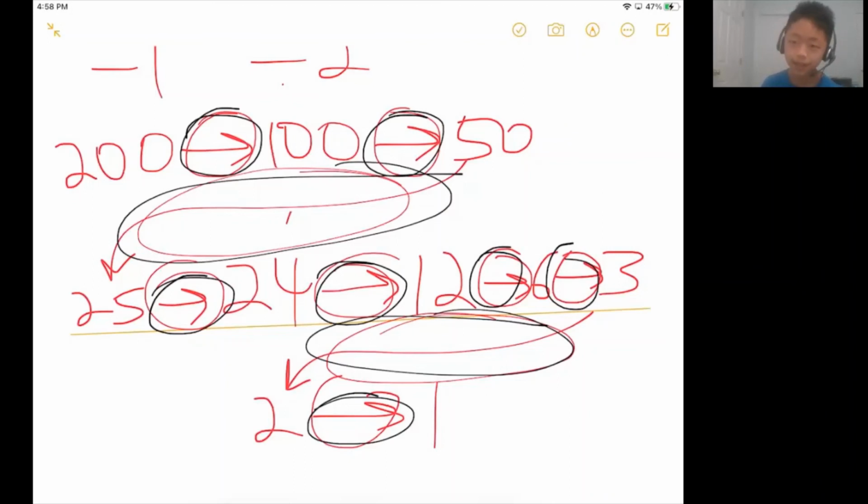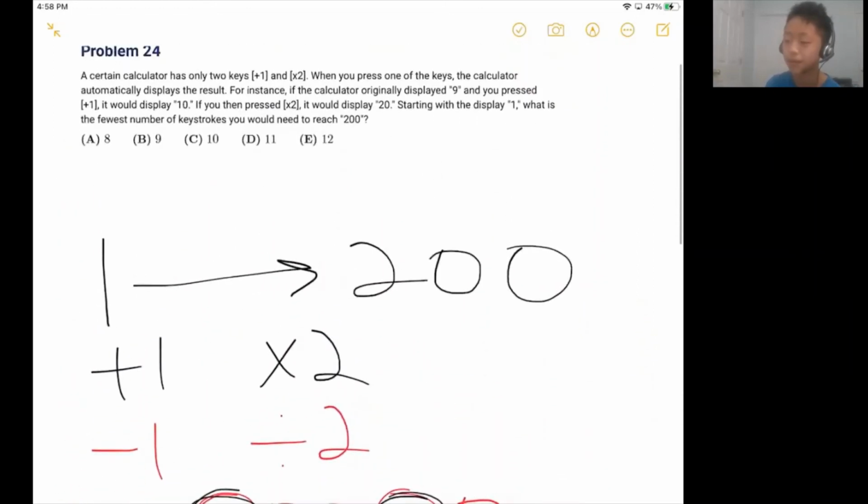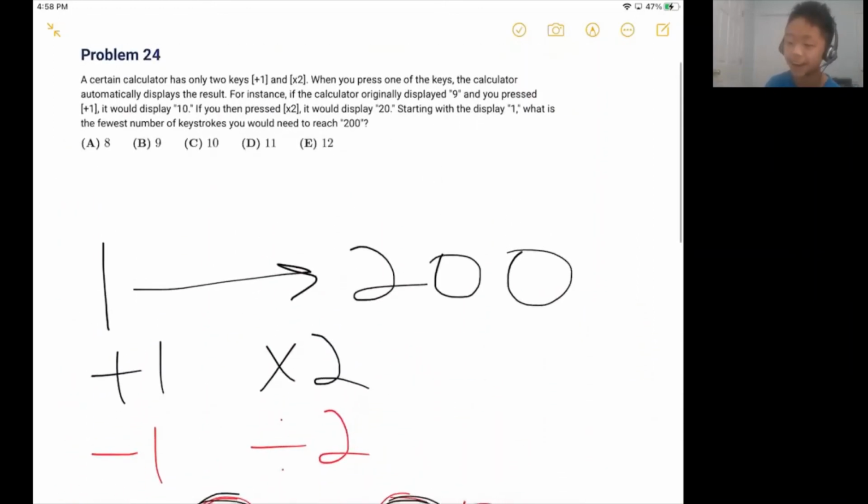A lot of times this isn't a completely rigorous solution, but it's intuitive. It makes sense that we would want to divide by 2 as much as possible to get the numbers as small as possible. Subtracting 1 is not as optimal compared to dividing by 2. We just went through this process, and in total, we counted 9 transitions. So the answer would just be B, which is 9. And yeah, we would be done.